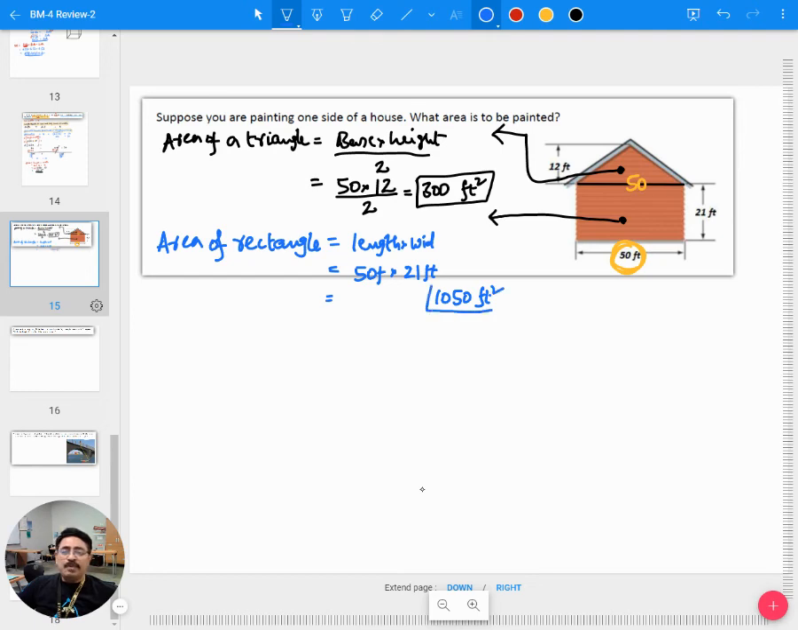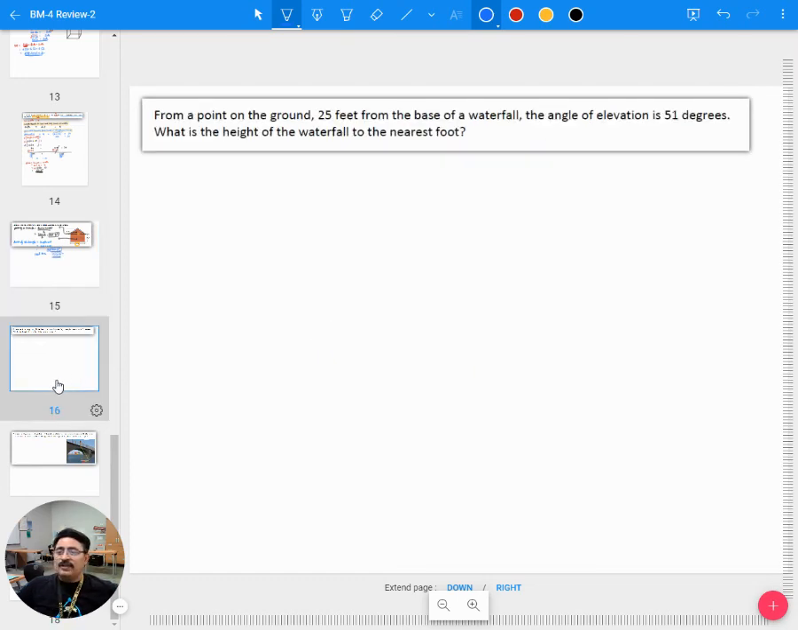If this is to be painted, area of triangle and area of rectangle, these two together give you the total area. Therefore, 1050 plus 300 gives you 1350 square feet that is to be painted. Okay, so let me quickly jump to the next question.